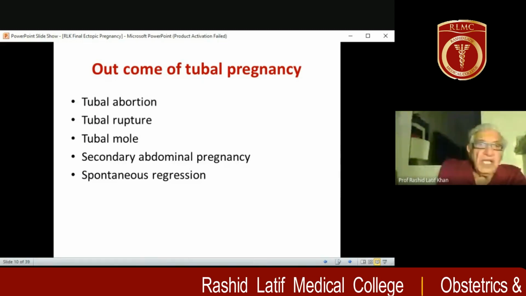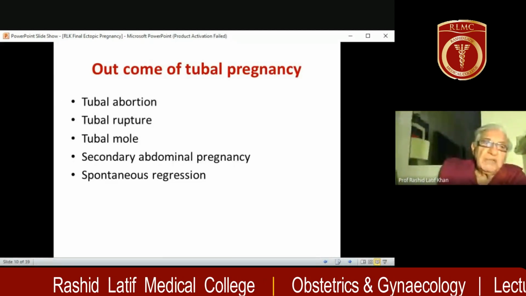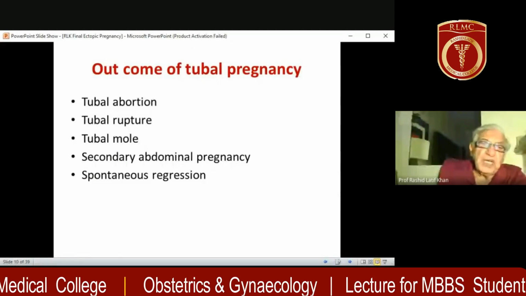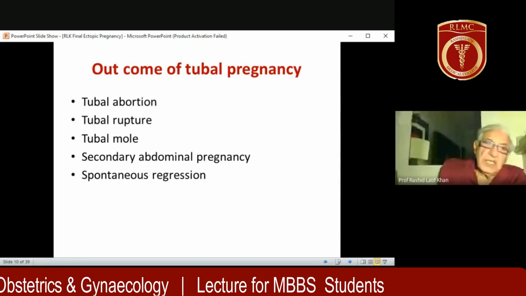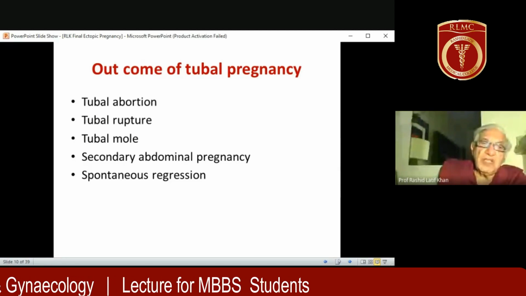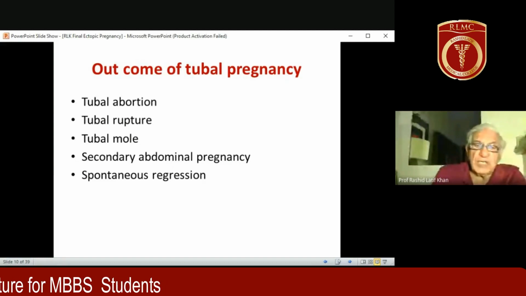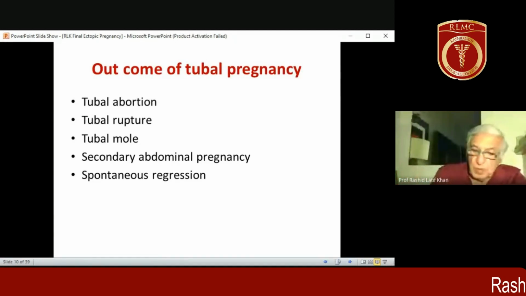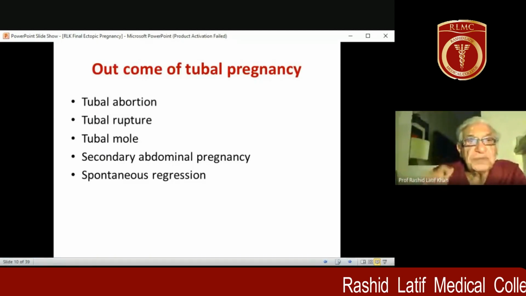Rarely, very uncommon, that expelled embryo from the tube will implant itself in the peritoneal cavity, as I told you earlier, which will lead to abdominal pregnancy. It's very rare, but it does happen. And in nearly one-third of cases, spontaneous regression of the fertilized embryo takes place. So the pregnancy is lost or disappears without any treatment. Important to remember, spontaneous regression is possible and it does take place in nearly one-third of cases.